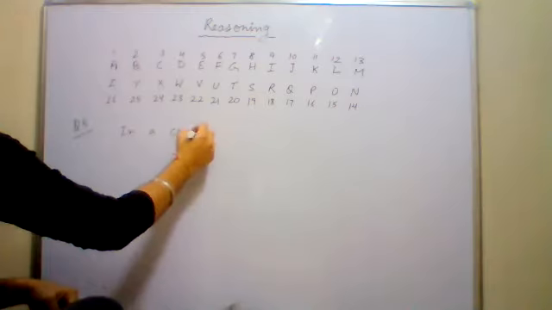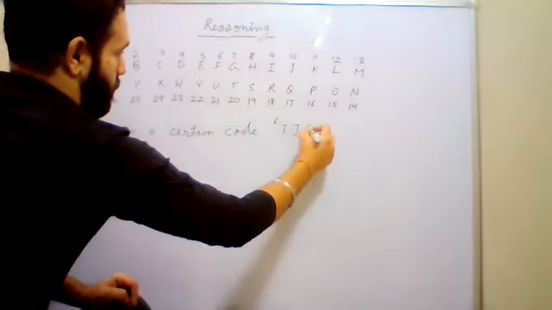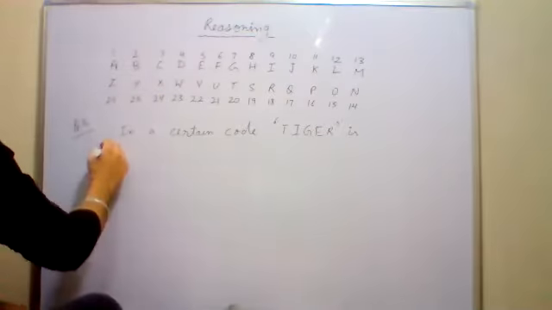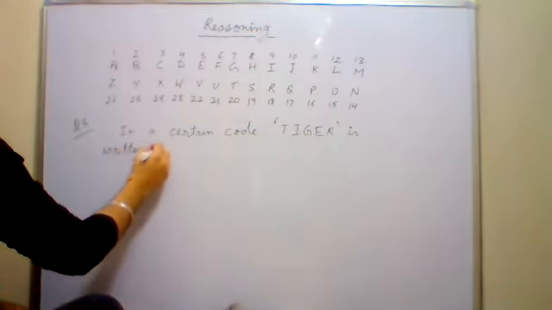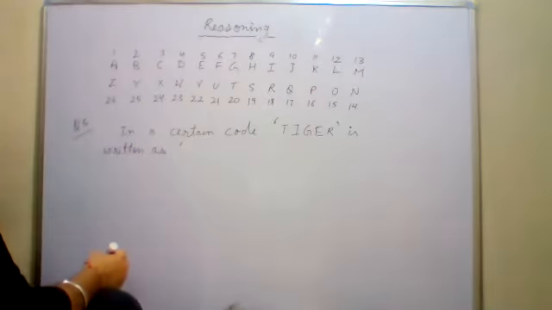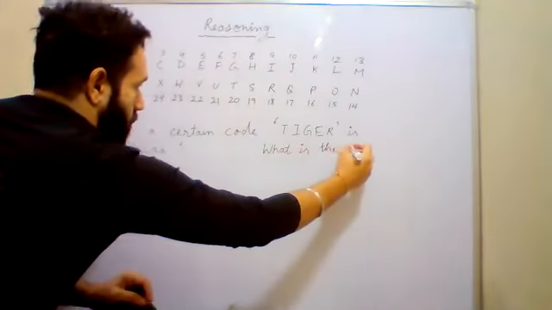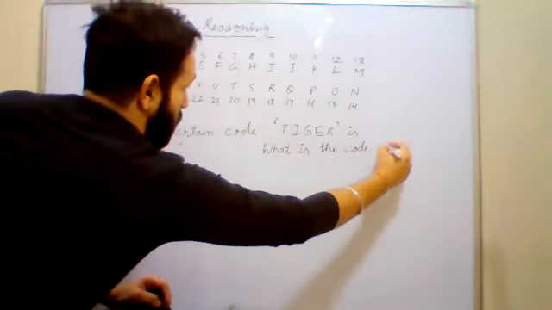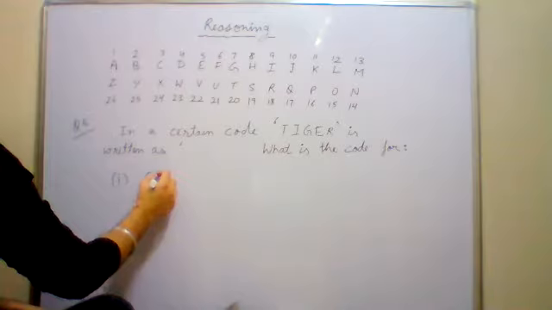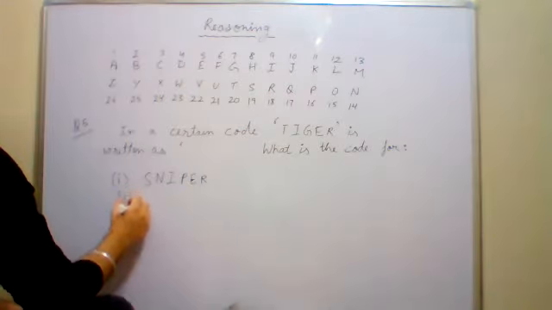In a certain code, the word tiger is written as... what is the code for first part sniper and second part board.